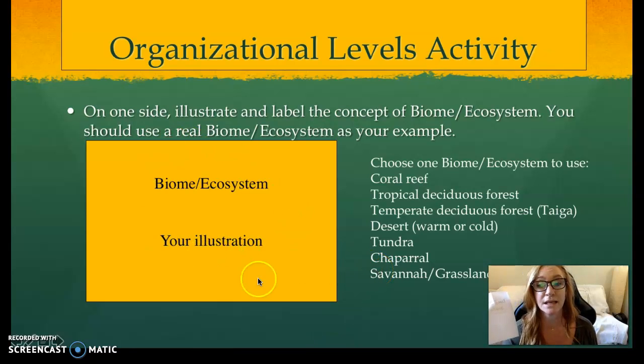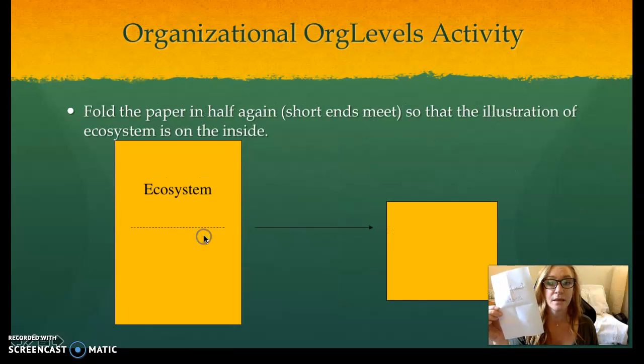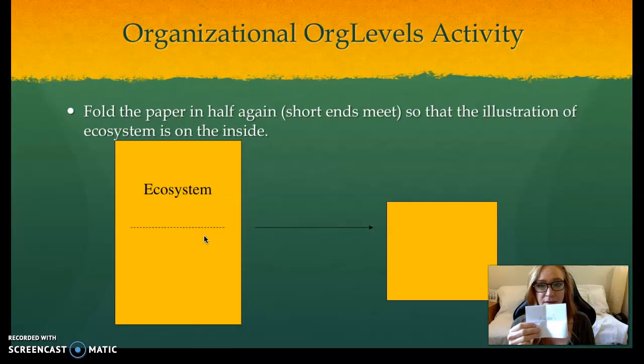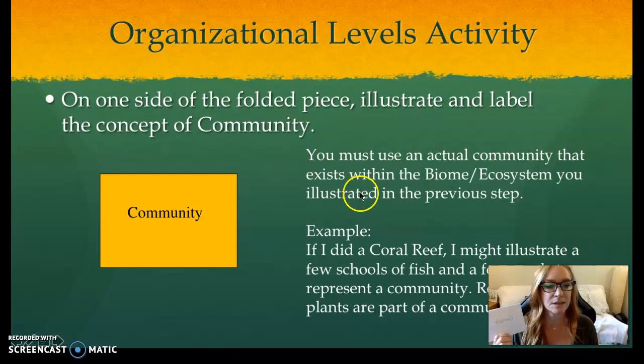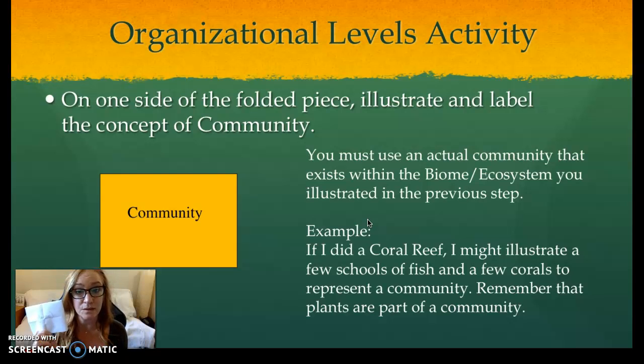So make an illustration of one of these on the first folded part, okay? Then you're going to fold that in half as well with that inside, okay? And the next level is community. So you're going to illustrate for me one community within that ecosystem that you chose. There we go, okay? So illustrate the community within your ecosystem or biome.